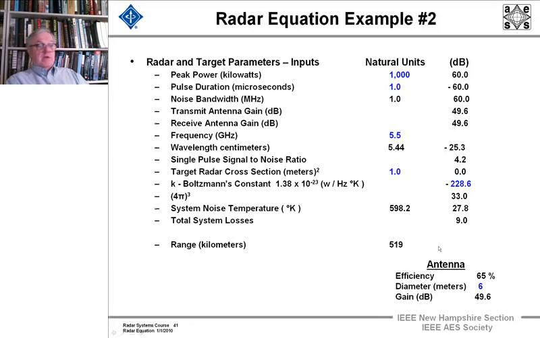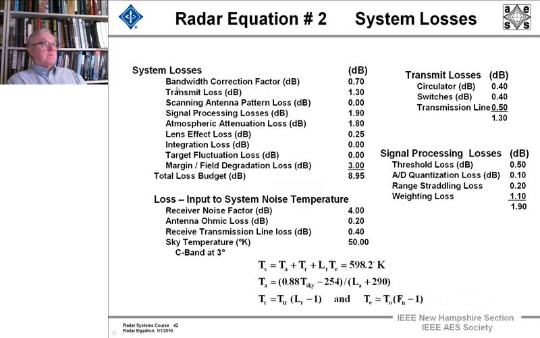And we'll see the antenna efficiency is 65%, with this actually a 6.5 meter antenna. It comes out to be 49.6. And then you put in the system losses, and these are all typical numbers that you get, and that's how you get the 8.95 dB.